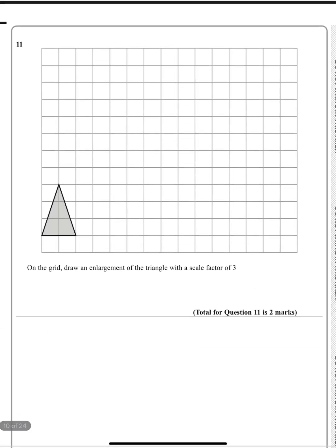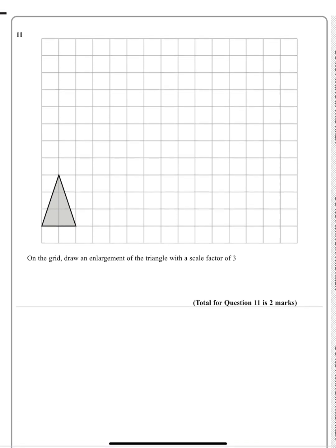Question number 11. On the grid, draw an enlargement of the triangle with a scale factor of 3. So it says on the grid, so it could be anywhere on this grid. And what I'm going to do is firstly look at the base. My base is 2 squares wide. So I'm going to do 2 times 3, which is 6. So my new base is going to be 6 squares wide.